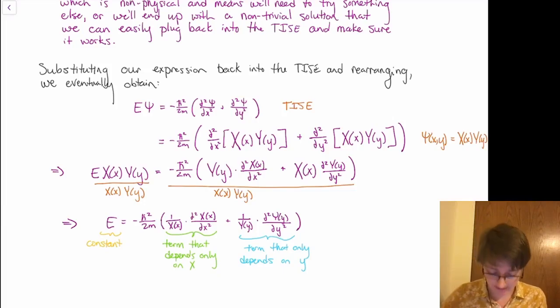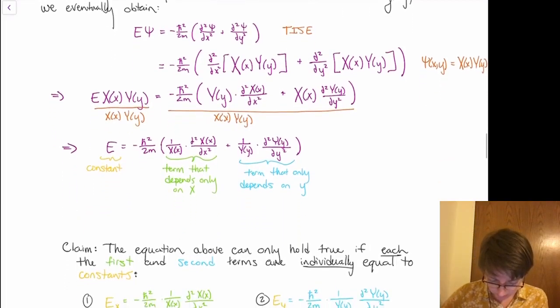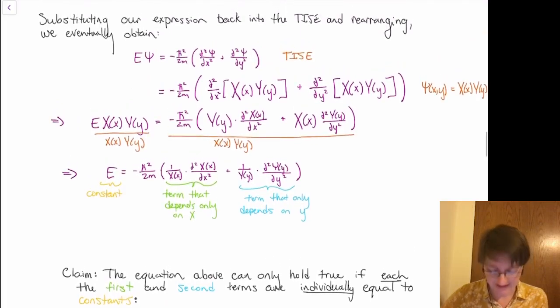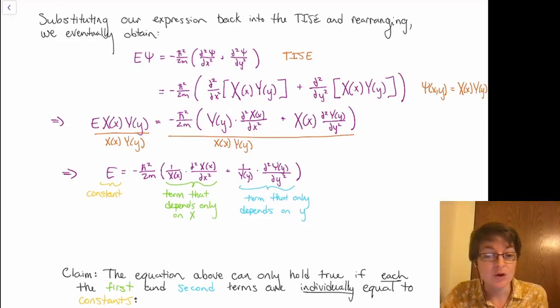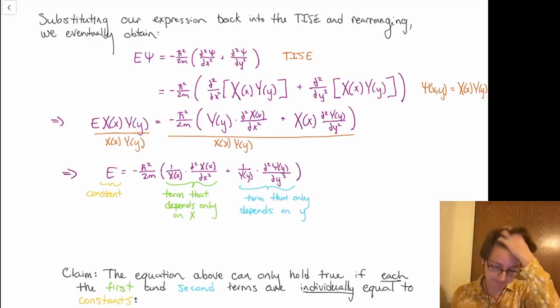Now, why is that interesting? It's because I can make a fairly bold claim about this. My claim is that the equation above, the last line of my derivation, can only be true if the first and the second term, so my term that I've bracketed in green and the term that I've bracketed in blue, are both individually equal to constants. This is probably the conceptually most tricky part of today's entire lecture. So let's go in and give a concrete example as to why this must be the case.